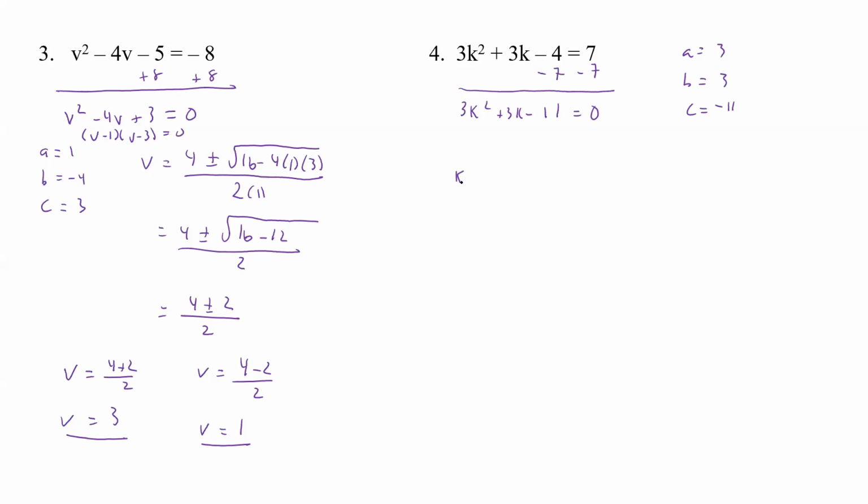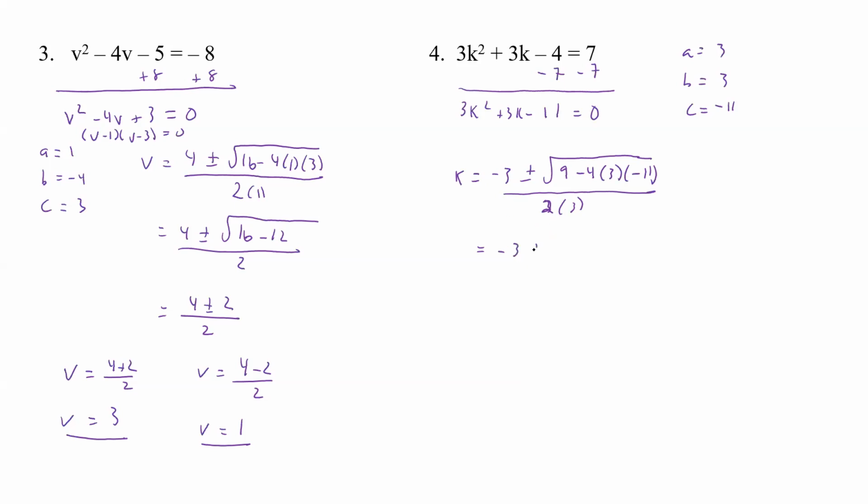So we'll have now k equals minus b, which is going to give us a negative 3, plus or minus the square root of b squared. So it's going to be 9 minus 4 times a, which is 3, times c, which is a negative 11, all over 2 times a, which is 2 times 3. Sorry, I saw 3, so I typed 3, but it's 2 times a. Okay. Now what do we have?